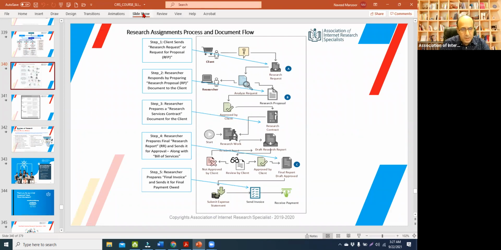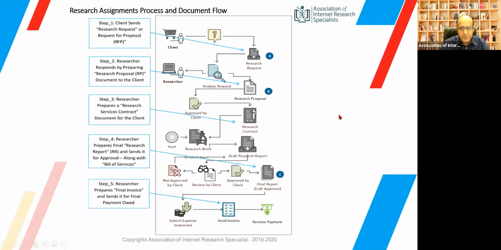Now I'm going to start with the process which involves the documentation of your engagement with the client, and how the documentation flow works. So in this chart, as you could see, we have segmented this into A, B, and C. So 3 different areas, basically indicating the primary documents involved. Initially, when the client wants to hire researchers, they have to request a proposal from the researcher. So the researcher would get something called an RFP, or request for proposal.